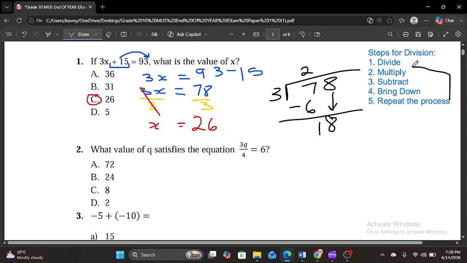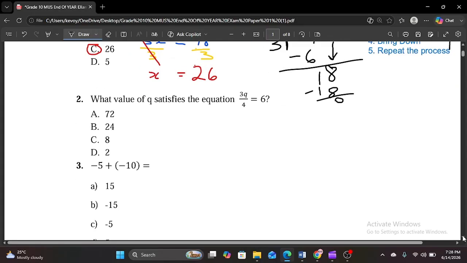So you go straight back to step 1, which is divide. The 3 into 18 goes 6 times. And after you divide, you multiply again. So 6 times 3 is equal to 18. Subtract, and you should get 0. The process ends after you subtract and get 0. Just in case you don't remember how to divide, use this as a guide. All right, moving on.